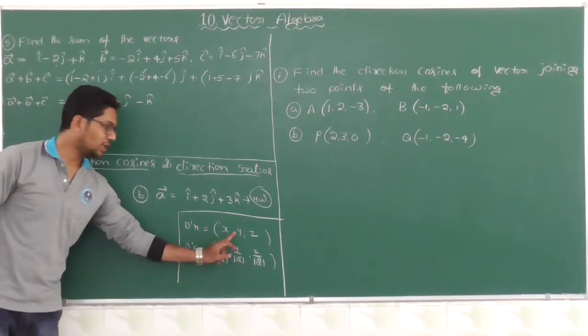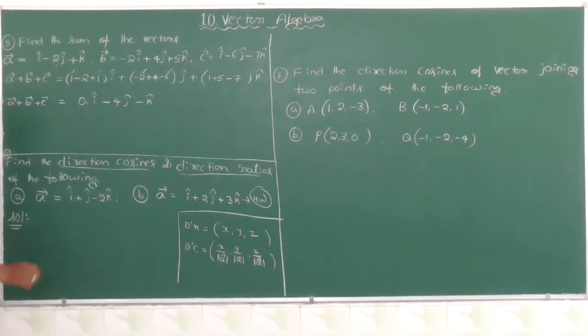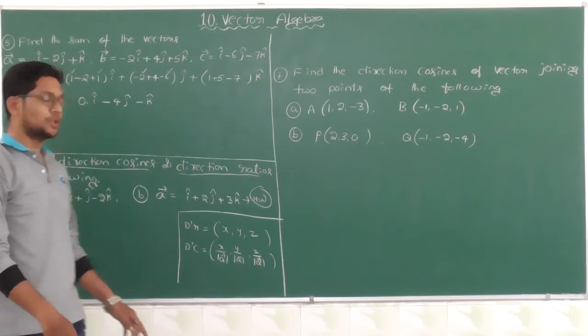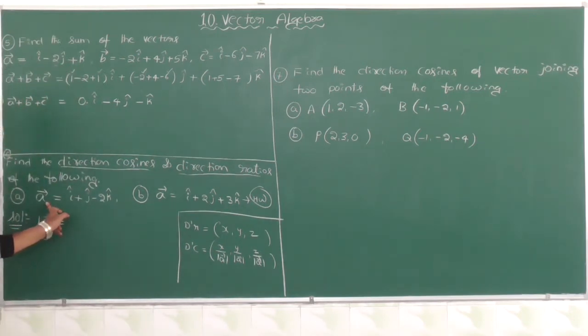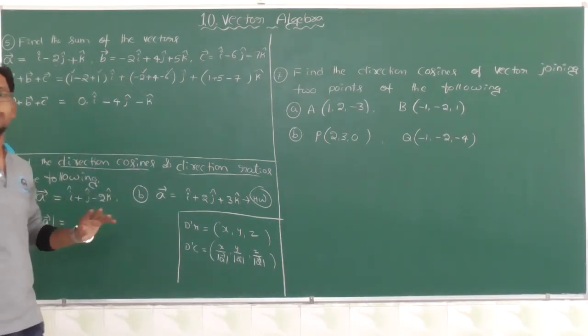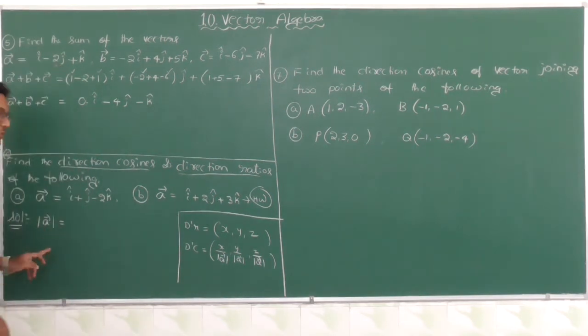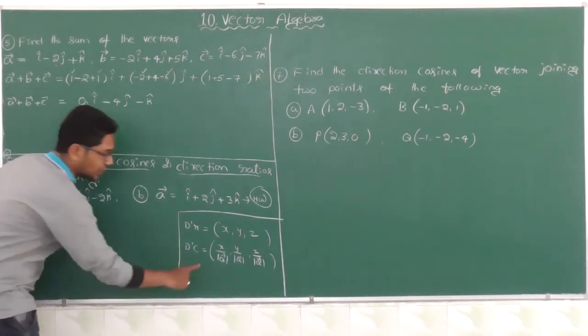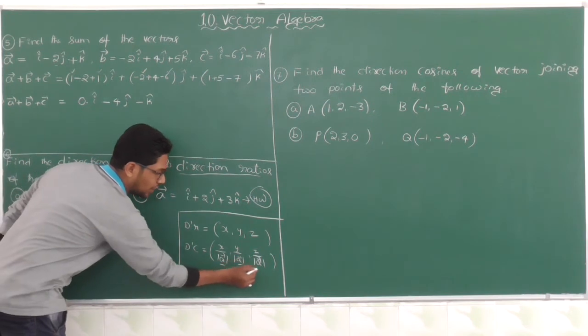Now, x, y, z. Before that, you just find out the magnitude of the A vector. I already told you, and we also solved some problems to find the magnitude of a vector in our previous class. We first of all find the magnitude of the A vector. For direction cosines, we need the magnitude of A.